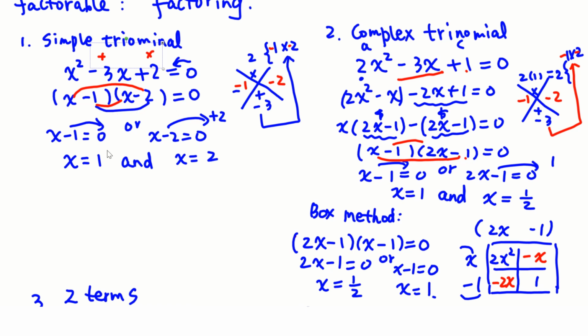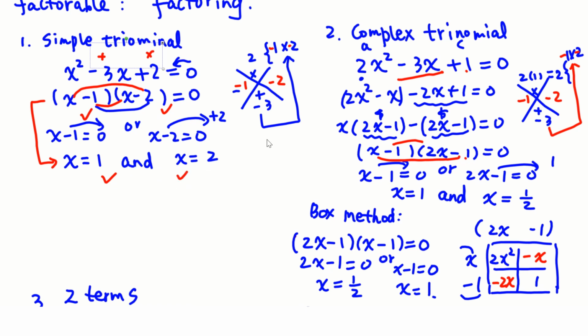And each bracket equals 0. When you solve for x, make sure you continue to solve for both. So once you have this factor form, you get 2 marks, and when you have the final answer correct, another 2 marks.